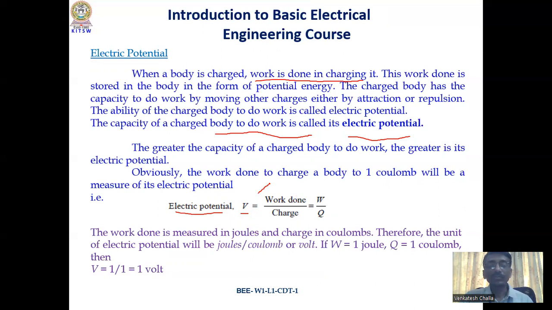Therefore, electric potential is represented by V and is defined as work done per unit charge, that is W divided by Q. The unit for electric potential is joules per coulomb, where work done is in joules and Q is in coulombs. So joules per coulomb is also called volt. If 1 joule of work is done per 1 coulomb, then the electric potential available is 1 volt.